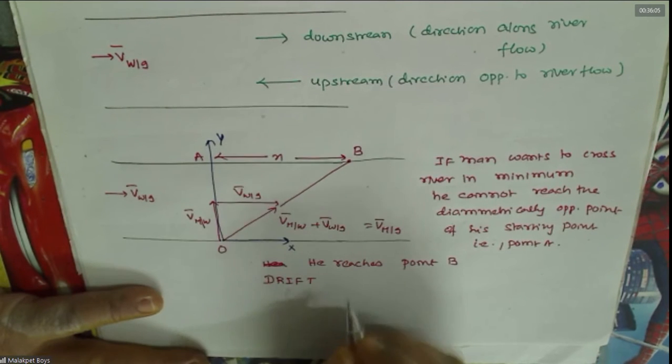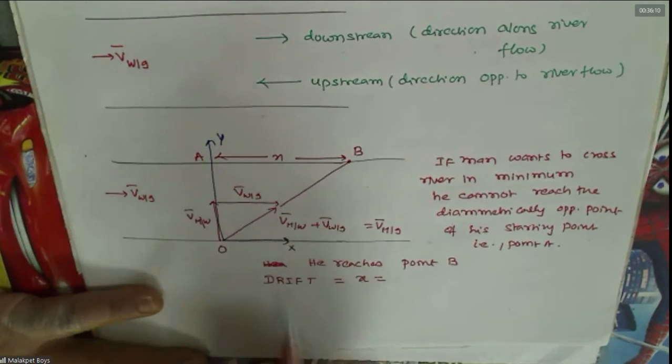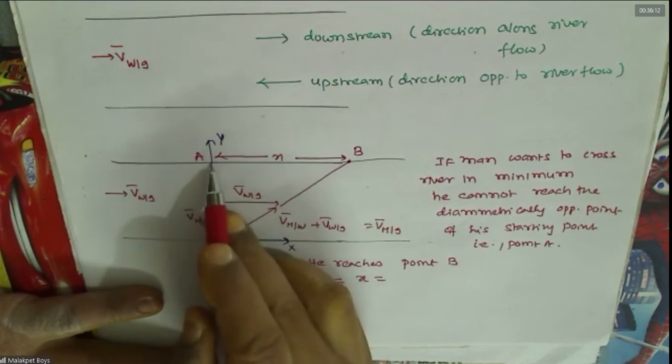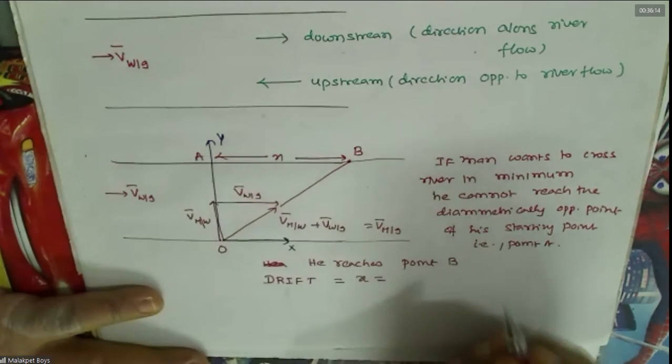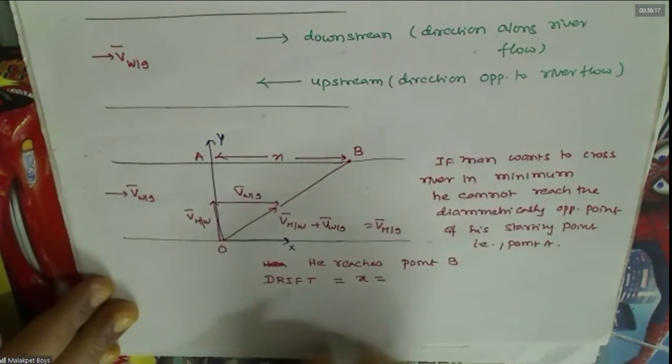So this drift is nothing but X. It is forced. He doesn't want to go here, he wants to go here. So X is the drift. Agreed? Yes, sir.